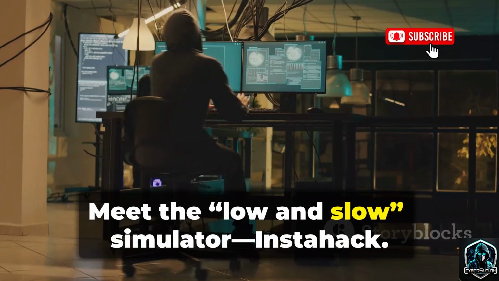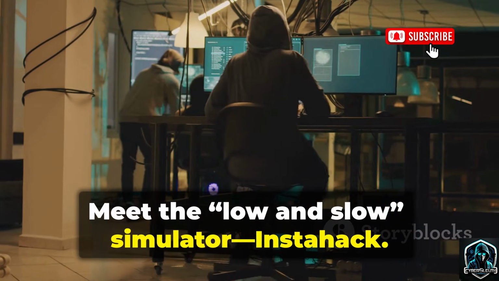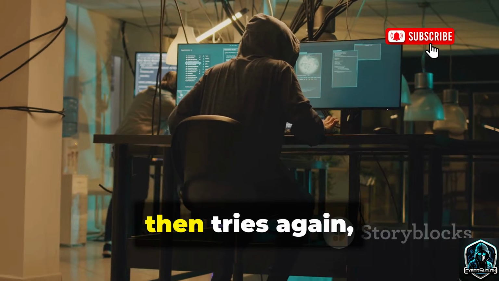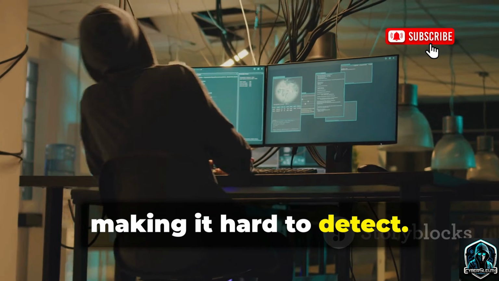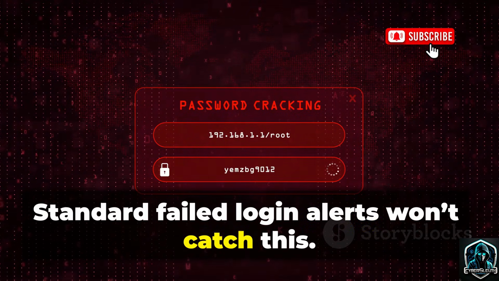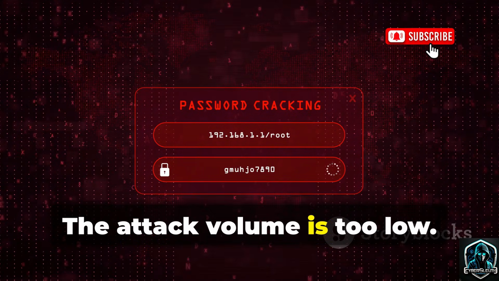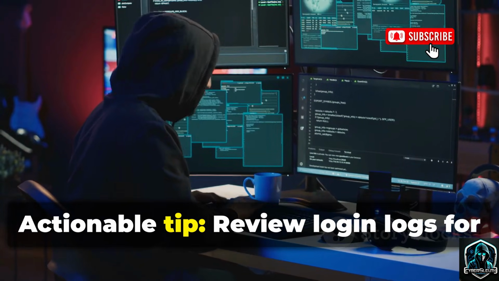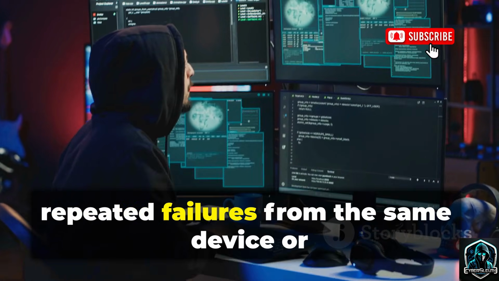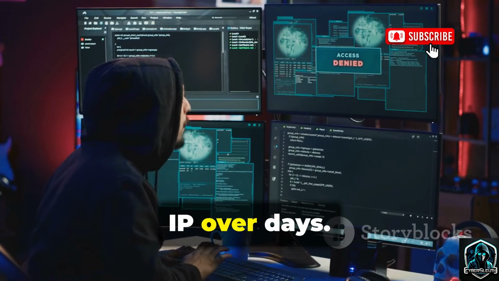Meet the low and slow simulator, Instahack. It tries a few passwords, waits, then tries again, making it hard to detect. Standard failed login alerts won't catch this. The attack volume is too low. Actionable tip: review login logs for repeated failures from the same device or IP over days.